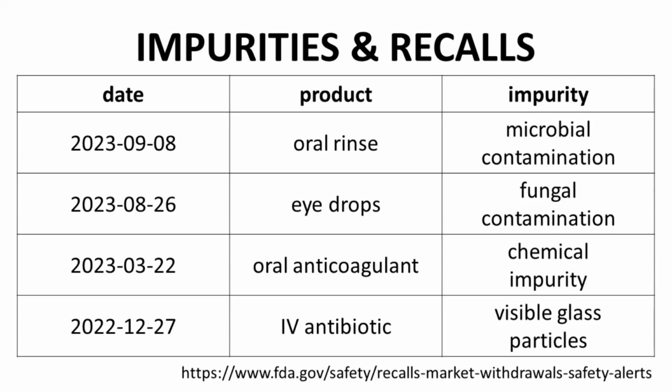If one vial breaks, you can potentially contaminate an entire batch with bits of glass that are moving through the machinery. So this list, although short, gives a glimpse into some of the ways impurities can pose a safety risk and trigger a product recall.